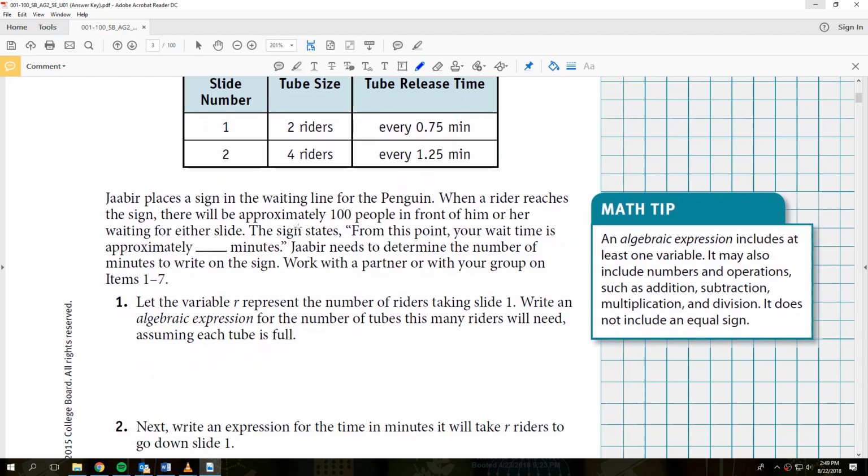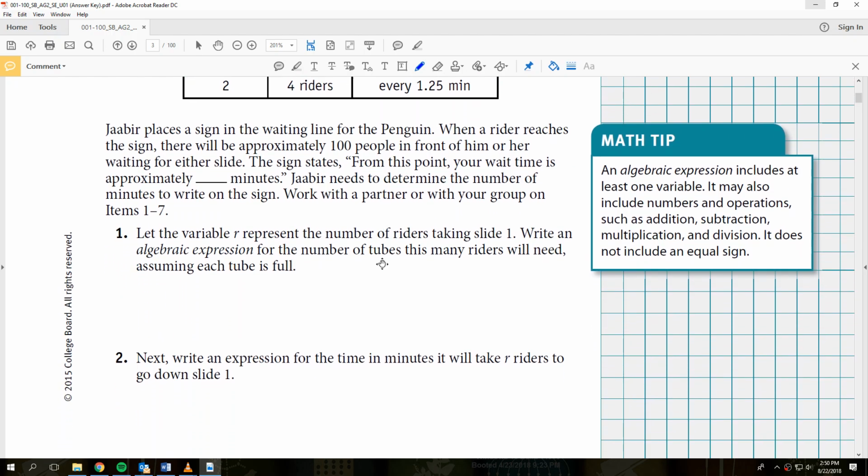All right, so Jabir places a sign at the waiting line for the Penguin. When a rider reaches the sign, there will be approximately 100 people in front of him or her waiting for either slide. Okay, so there's a big line. Once you hit the sign, there will be approximately 100 people in front of you. The sign states, from this point, your wait time is approximately blank minutes. Jabir needs to determine the number of minutes to write on the sign.